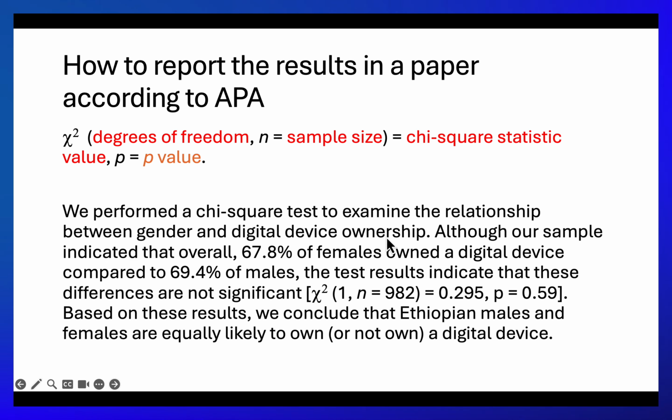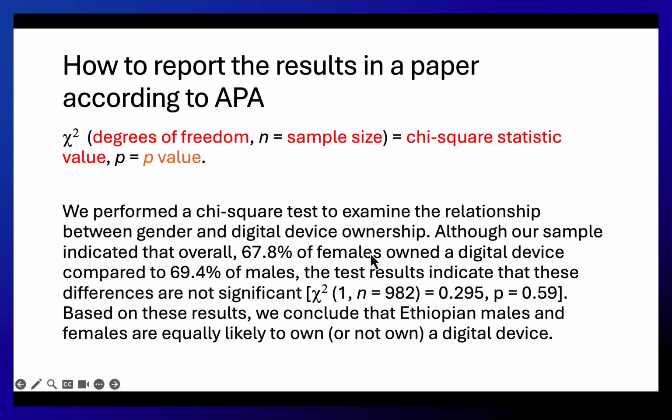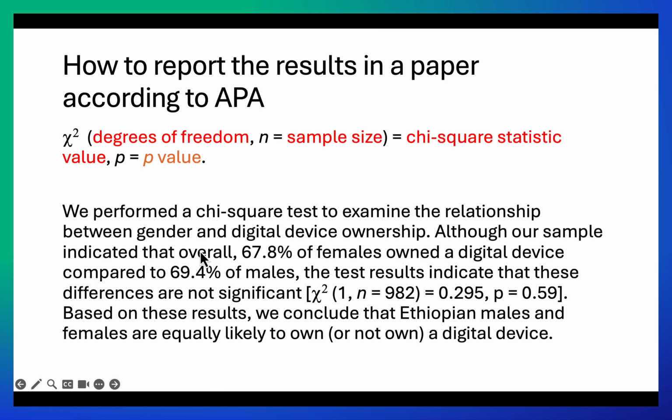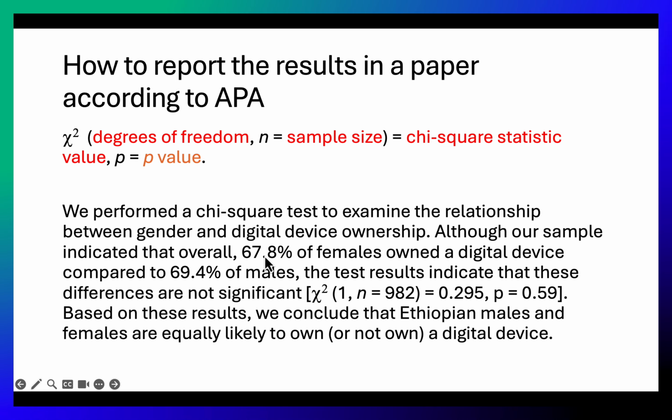We performed a chi-square test to examine the relationship between gender and digital device ownership. Although our sample indicated that overall 67.8% of females owned a digital device compared to 69.4% of males, so there was a difference in the sample, the test results indicate that these differences are not significant. And then here exactly are our test statistic values.